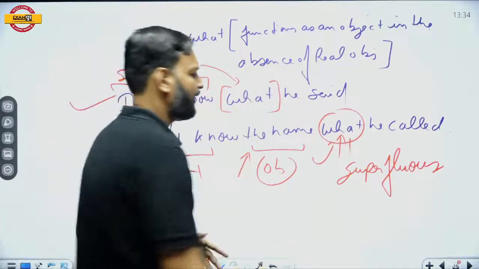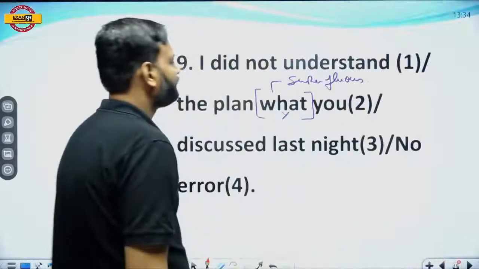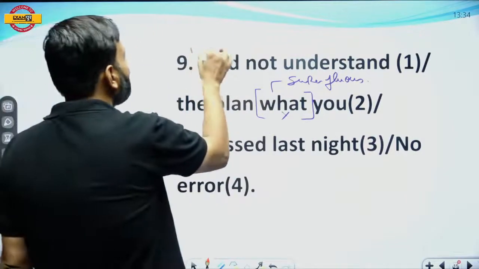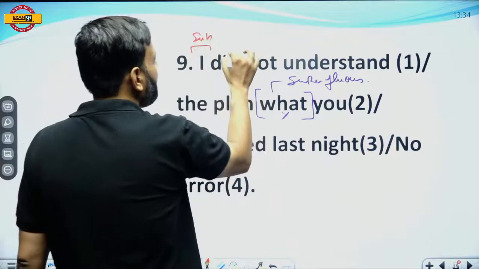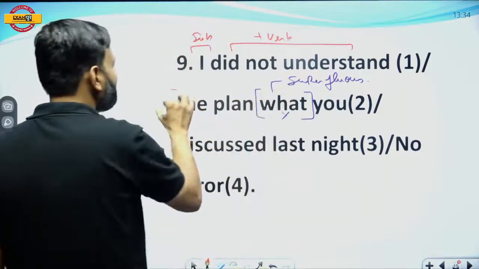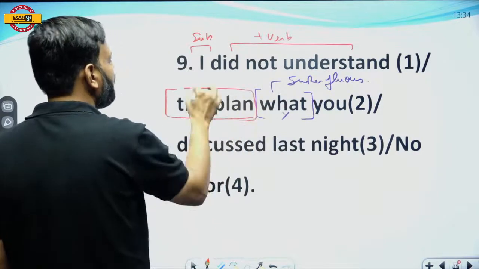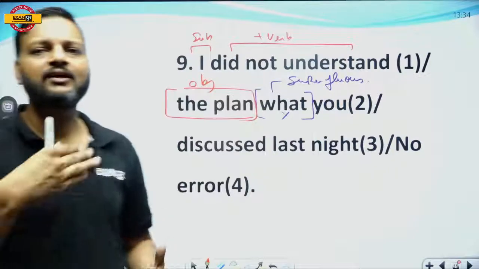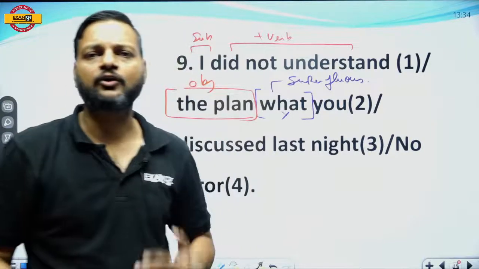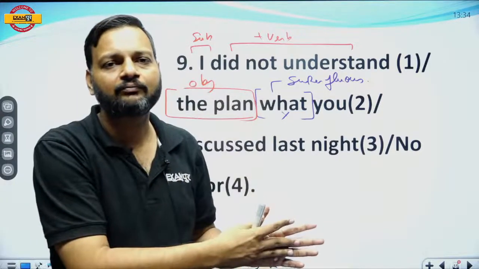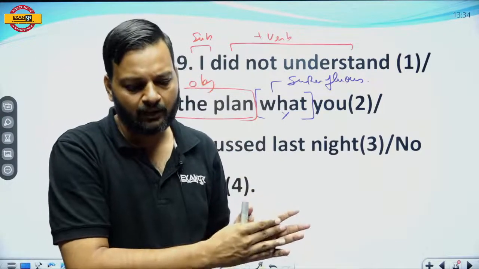Clear? Now let's get back to the question. In this sentence, I is the subject, did not understand is the verb, and after the verb we have the plan, which is an object, and since we have an object in this sentence, there is no need of what. So what becomes superfluous in this sentence, which is an error. Clear? Hope you got the point.